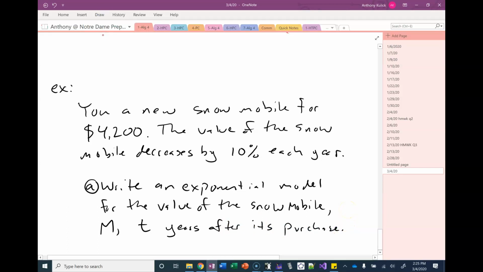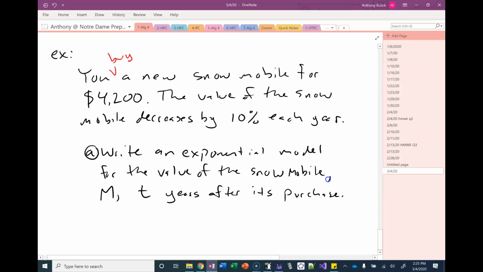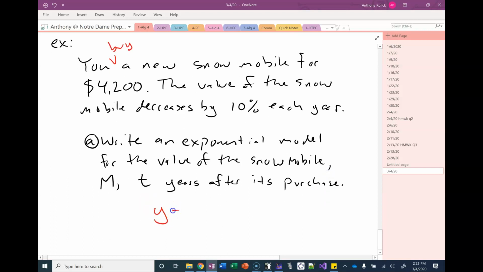Let's do another example here. So it says, you buy a new snowmobile for $4,200. The value of the snowmobile decreases by 10% each year. We want you to start by writing an exponential model for the snowmobile M, T years after its purchase. So again, there's nothing to do with banking here. So we'll use our general growth and decay model.